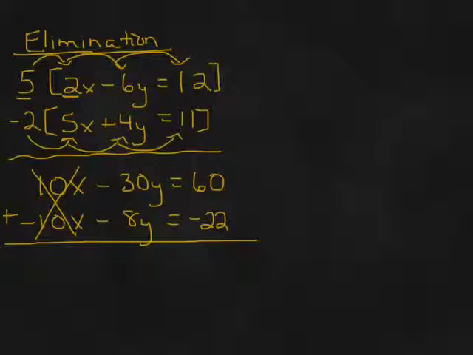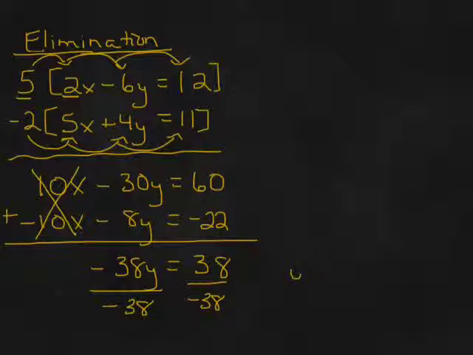Here the biggest part is watching your signs when you do the addition. Use a calculator if you have to. Negative 30 plus negative 8 is negative 38y, and 60 plus negative 22 is positive 38. Solve the equation, and I get y is negative 1. Okay, that's half the battle.